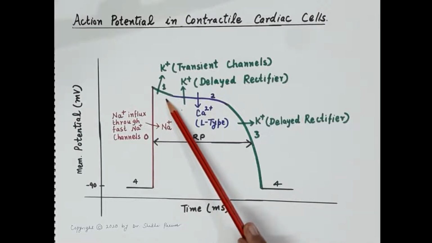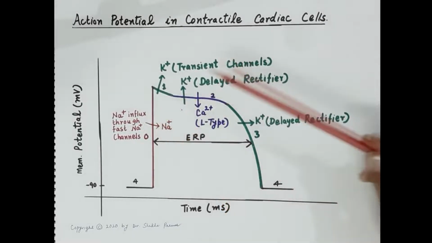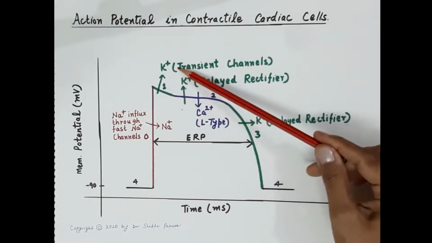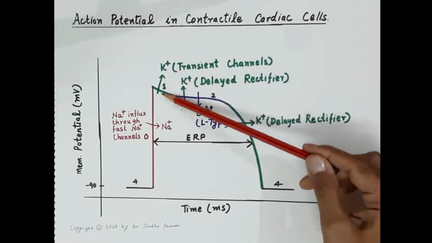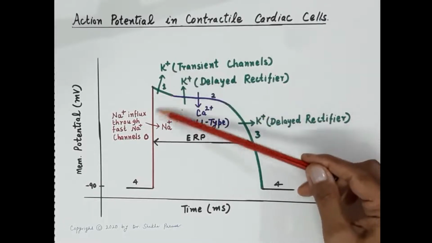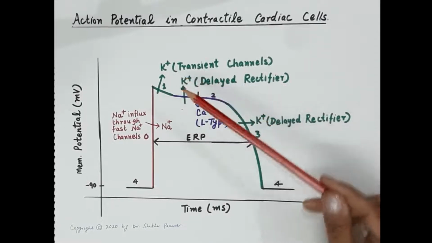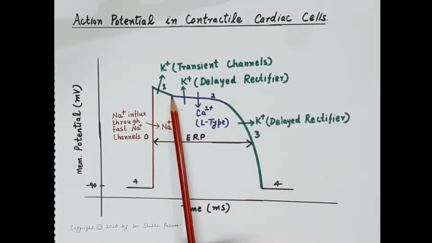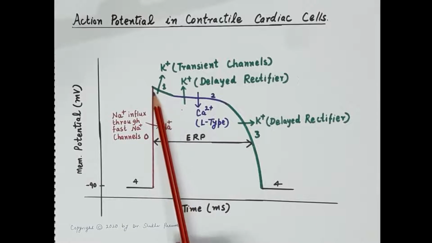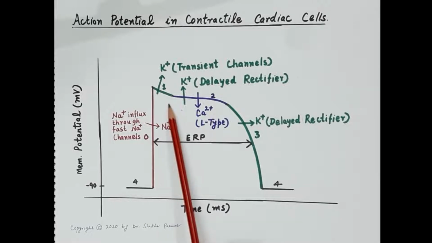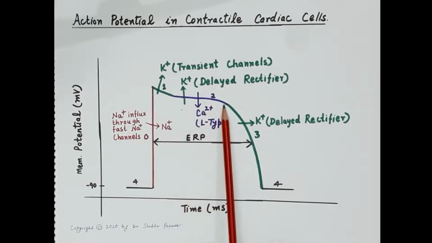During phase 1, there is efflux, or a movement of potassium ions outside the cells. Now there is movement of only a few potassium ions outside the cells, and therefore there is a slight fall in the membrane potential, and therefore this phase is called the early repolarization. And early repolarization is followed by phase 2.